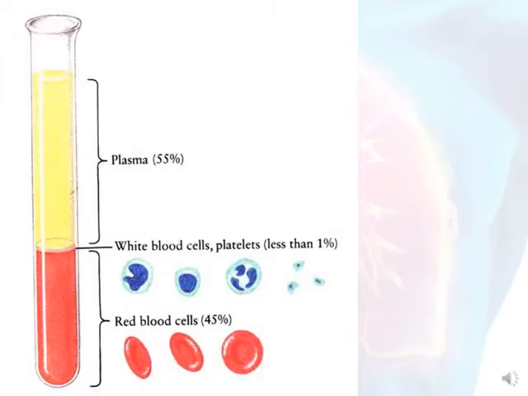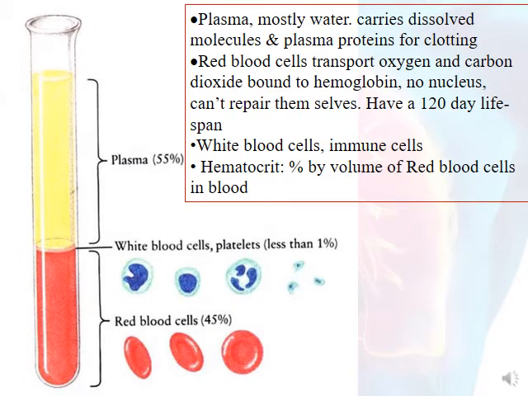This represents the components of the blood. Plasma, mostly water, carries dissolved molecules and plasma proteins, which are important for clotting. Red blood cells transport oxygen and carbon dioxide bound to hemoglobin. They contain no nucleus; they are called anucleated cells. They can't repair themselves. They have a lifespan of about 120 days.